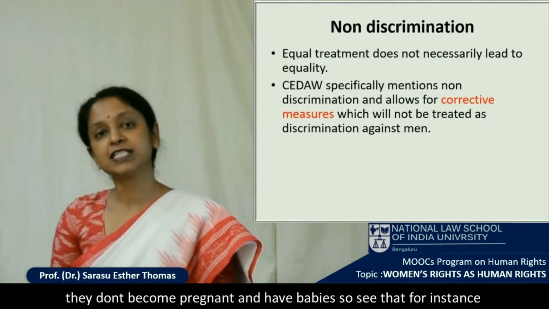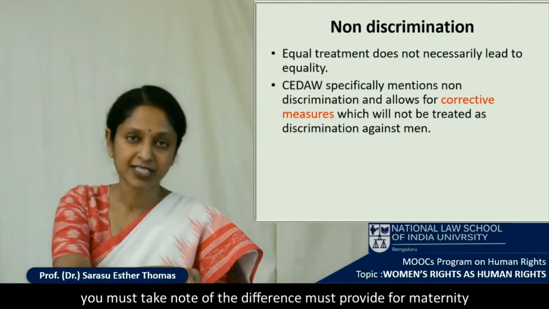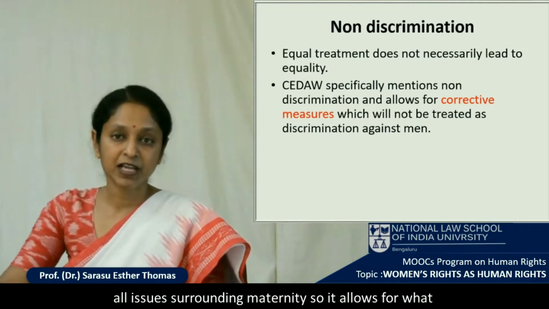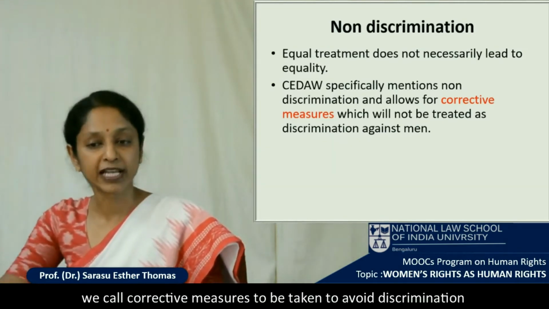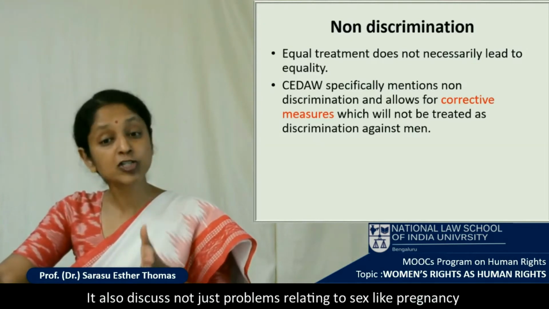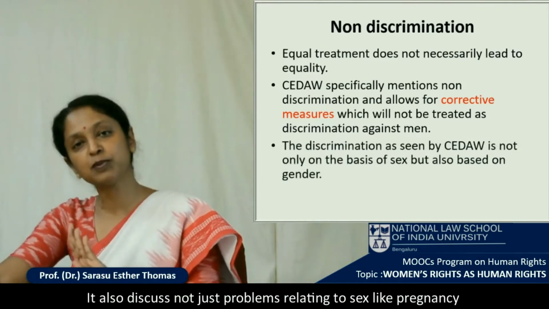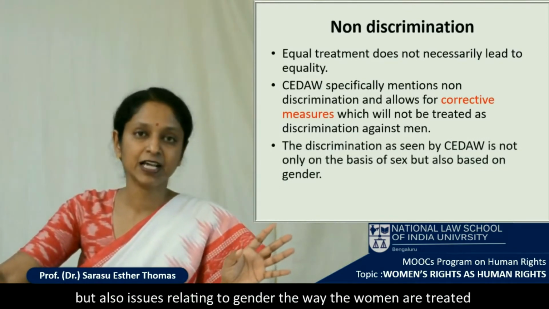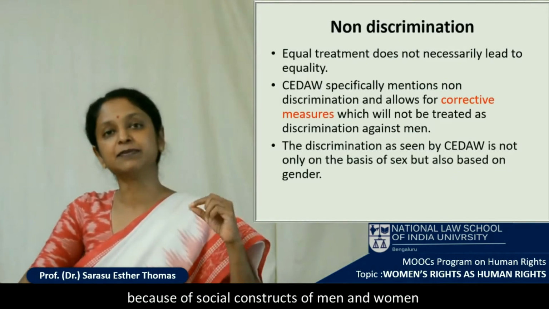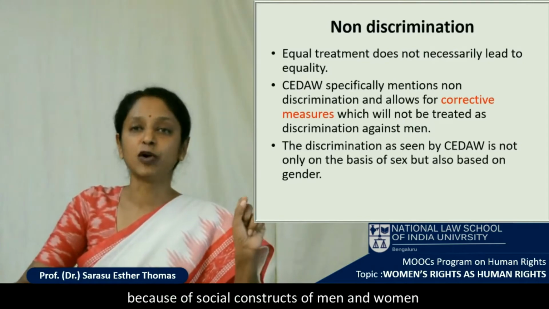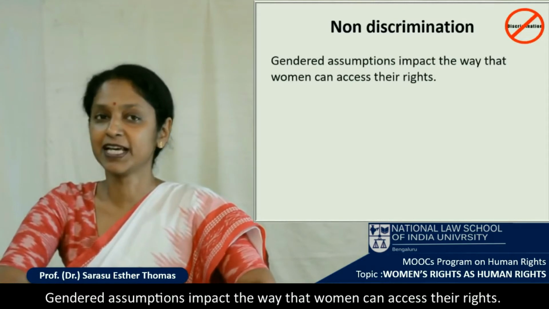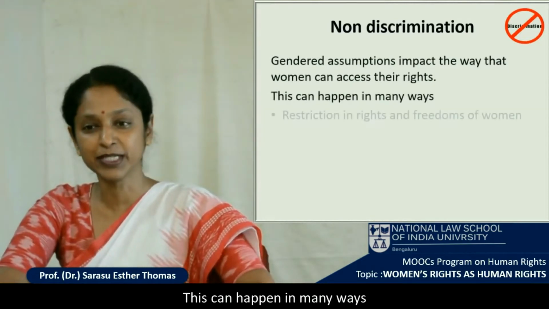So CEDAW, for instance, says you must take note of this difference. You must provide for maternity and all issues surrounding maternity. So it allows for what we call corrective measures to be taken to avoid discrimination. It also discusses not just problems relating to sex, like pregnancy, but also issues relating to gender. The way that women are treated because of social constructs of men and women. Gendered assumptions impact the way that women can access their rights. This can happen in many ways.